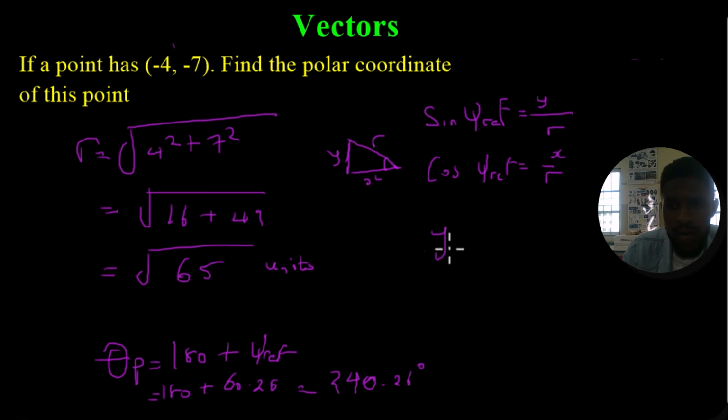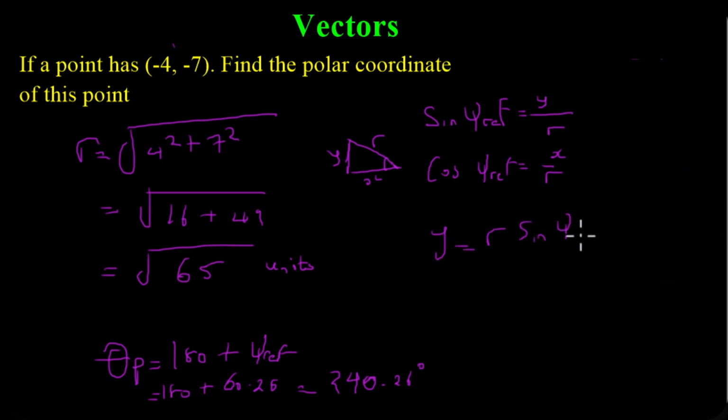So if we're looking for y, it will simply be equal to r sine of the reference angle, and then x will be equal to r cos of the reference angle. So if you press any of these two back, we'll be having -4 and -7.